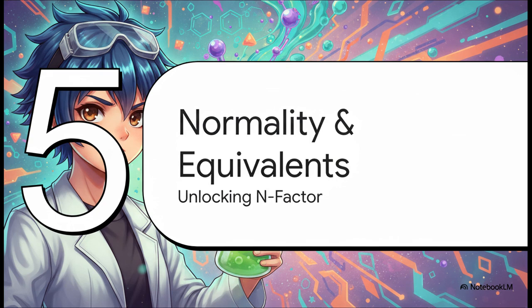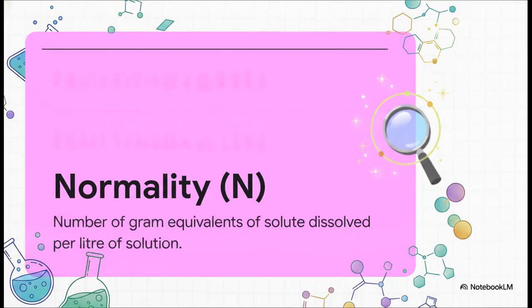Section 5, Normality and Equivalence. I need you to stay highly focused for this one. It's the most complex term we cover. Normality, denoted by a capital N, is the number of gram equivalents of solute per liter of solution. Honestly, just think of it as molarity, but adjusted for the molecule's reactive power, a concept we call the N factor. To find the equivalent weight, you simply take the molecular weight and divide it by this N factor. Depending on the compound, that N factor could represent its valency, basicity, or acidity.